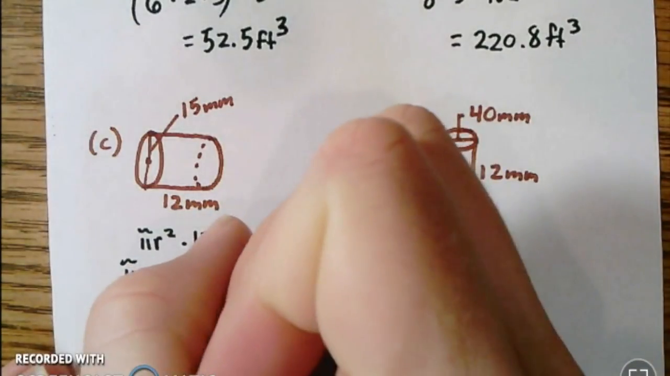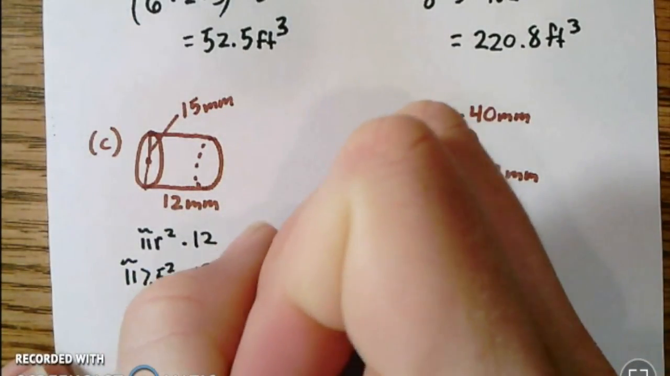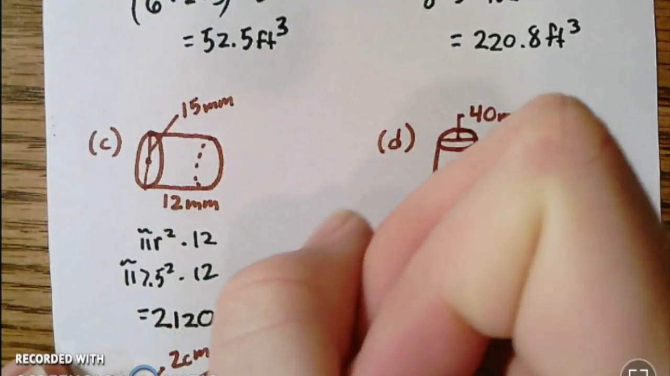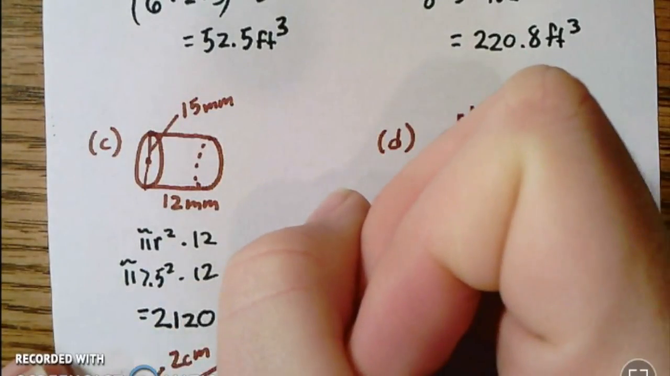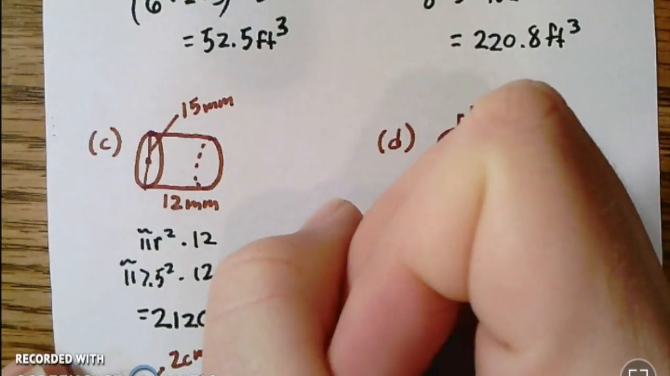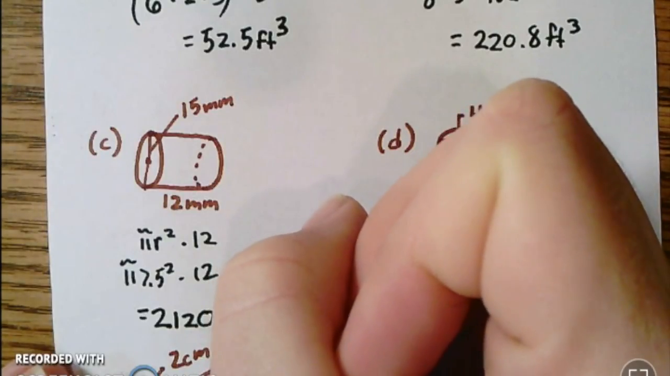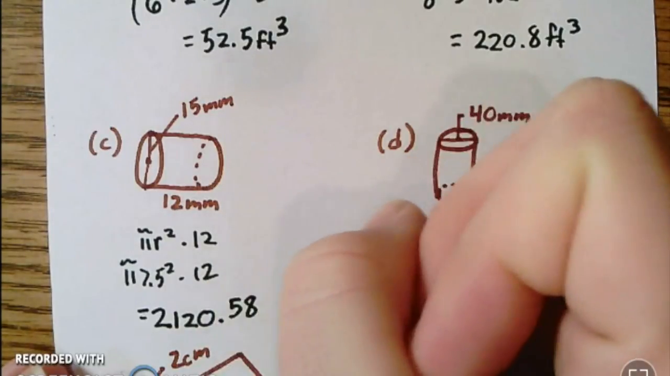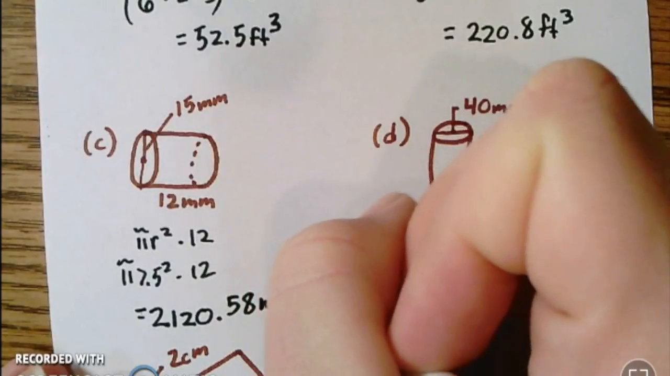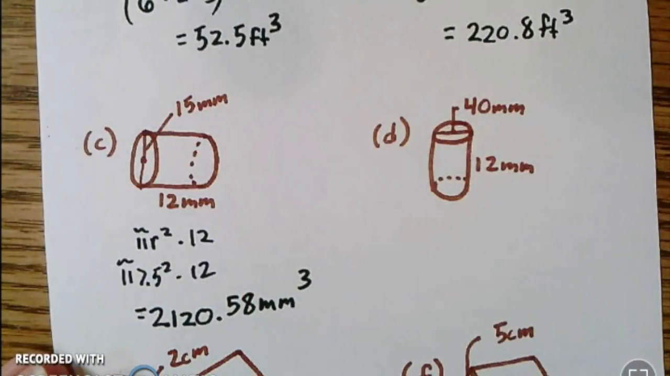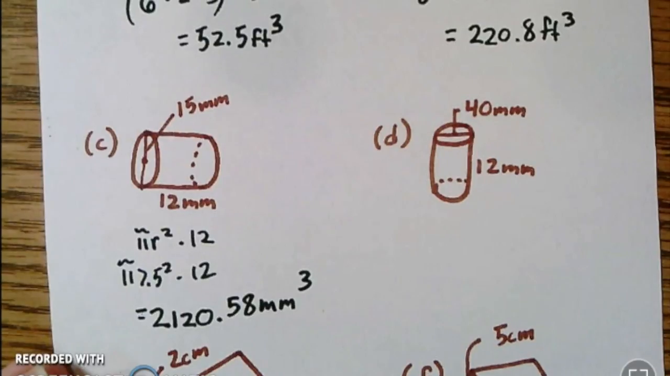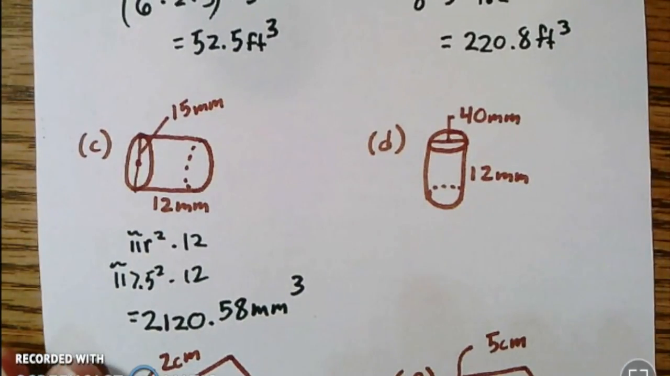is 2,120.575. So if I'm just taking 2 decimal places, I would round that to 2,120.58 millimeters cubed. Okay, so notice volume is a lot bigger than surface area in most figures. That's actually not always the case, but in this case, it would be.